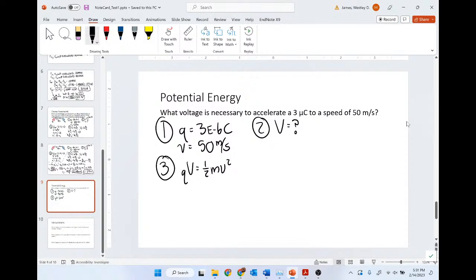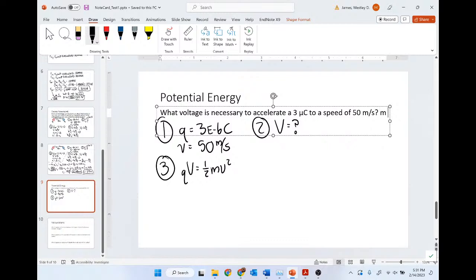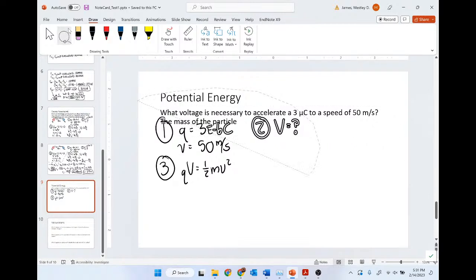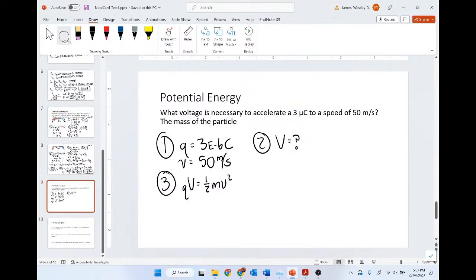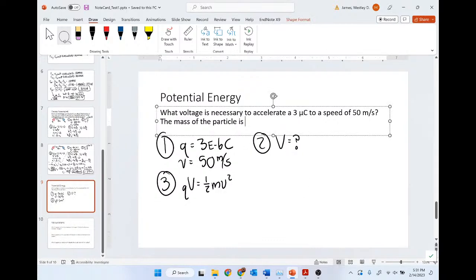All right, hopefully you can see what variable we need that I didn't give you. It's mass. So let's make up a mass. Give me a number. I don't care. 49. There you go. Good choice. M, the mass of the particle. Let me move all this stuff down. The mass of the particle is 3 grams. Ooh, just to be mean.